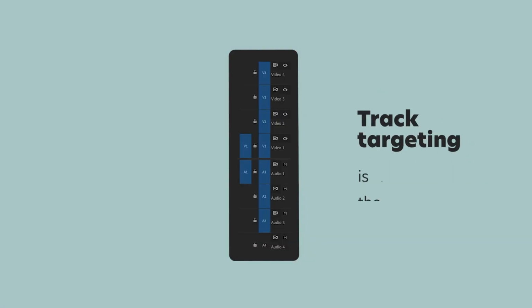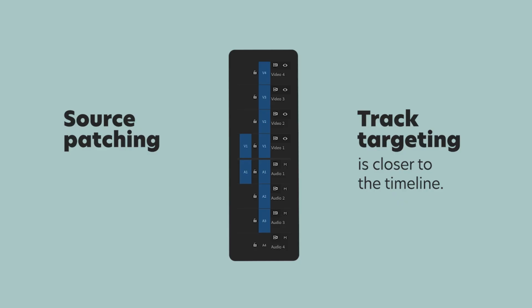So I hope that made sense. Track targeting is a column that's closer to the timeline. It affects clips already on your timeline. Source patching is closer to your source footage, and it affects those source clips that you haven't yet added to your timeline.